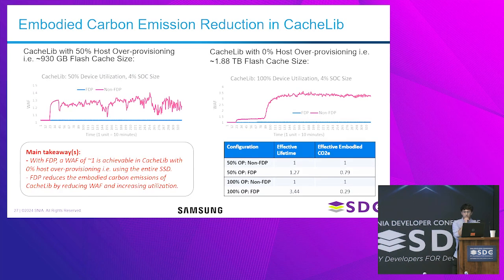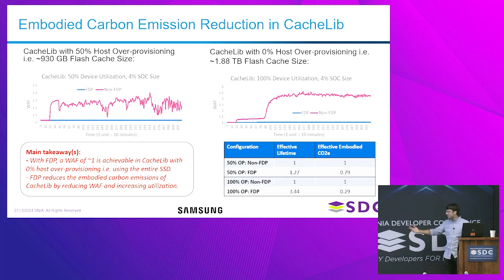But the graphs here showcase this in a bit more detail. So the first graph on your left-hand side is CacheLib in the default case, when 50% of the SSD is being over-provisioned, like not used. And the second graph on the right-hand side is when you're using CacheLib with the entire SSD being used. Again, the pink line is non-FDP and the blue line is FDP. So I think the gains are pretty obvious to see. With FDP, you get a WAF of 1, doesn't change. But without FDP, which was the default case, like we said, the WAF hovered around 3.5. And obviously, these have massive implications to SSD lifetime and embodied carbon emissions.